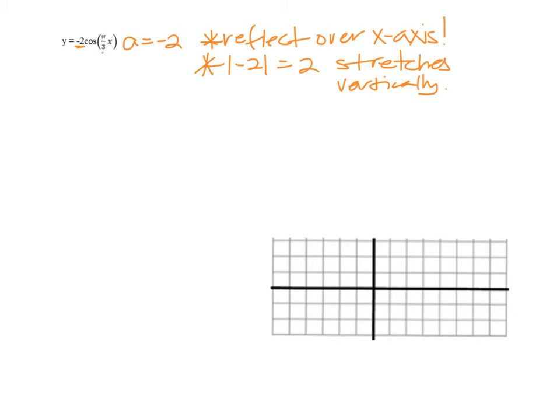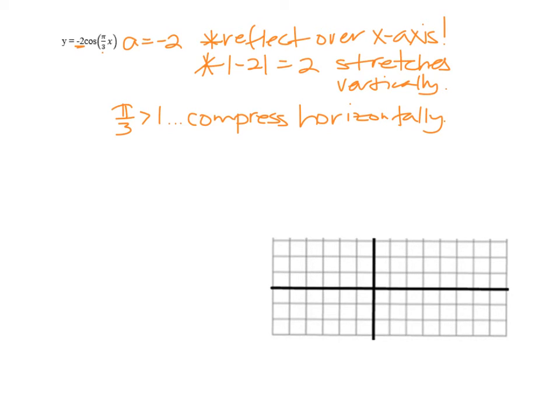B is pi over 3. And pi over 3 is slightly greater than 1. So this is just going to slightly compress horizontally. So it'll squish it in just a little bit. But not by much, because pi over 3 is just slightly bigger than 1.